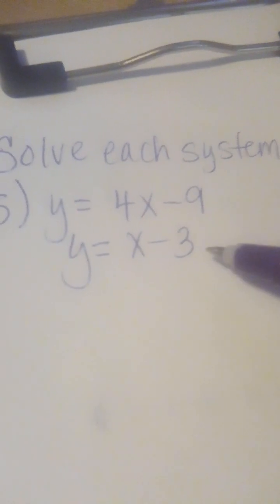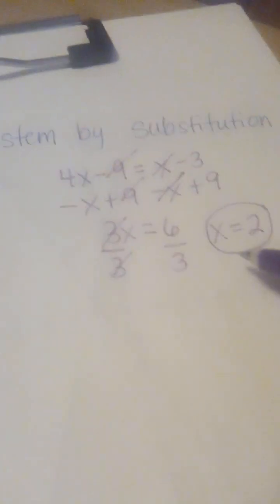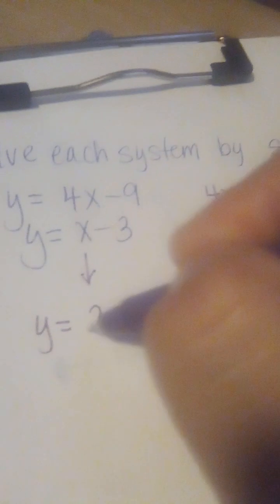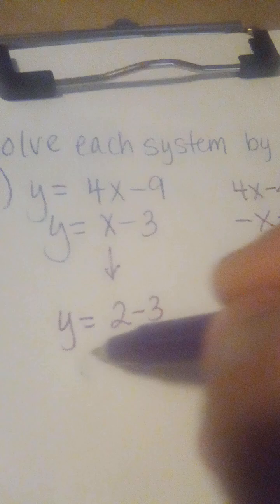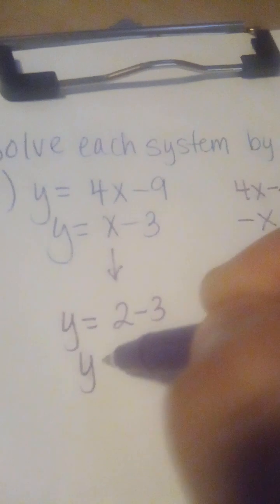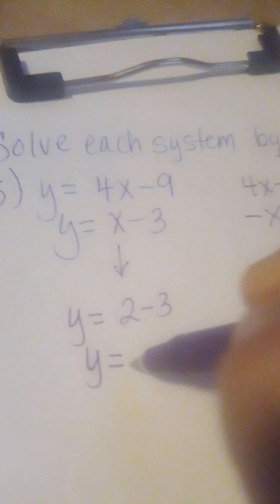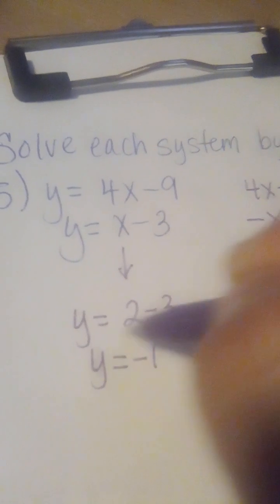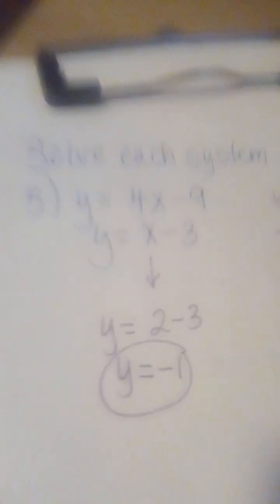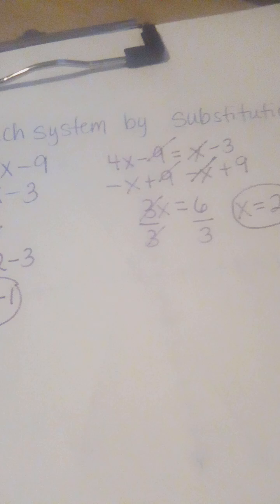I prefer to do the second one, so I'm going to substitute. I'm going to substitute y equals, we have the x for 2, minus 3. What is negative 2 minus 3? Negative 1. Okay, we're done here for the problem.